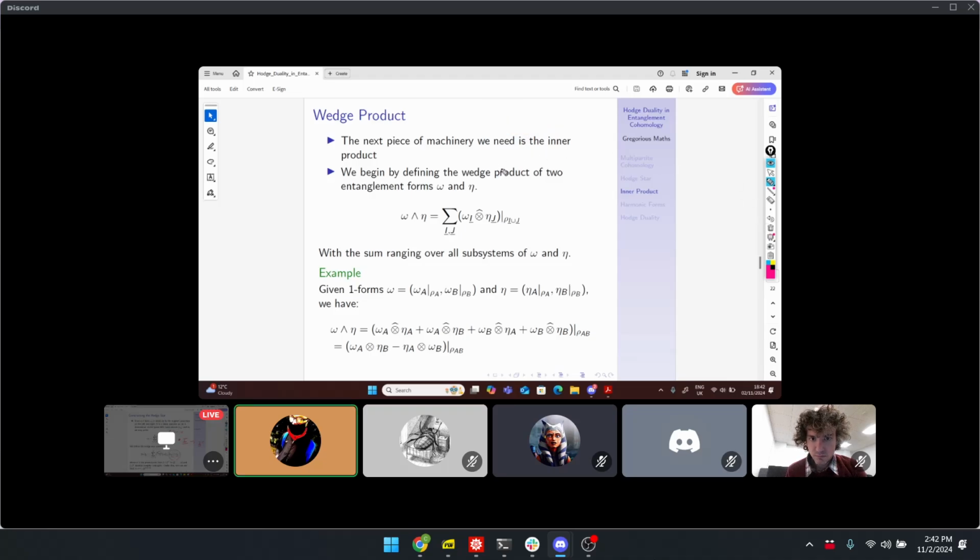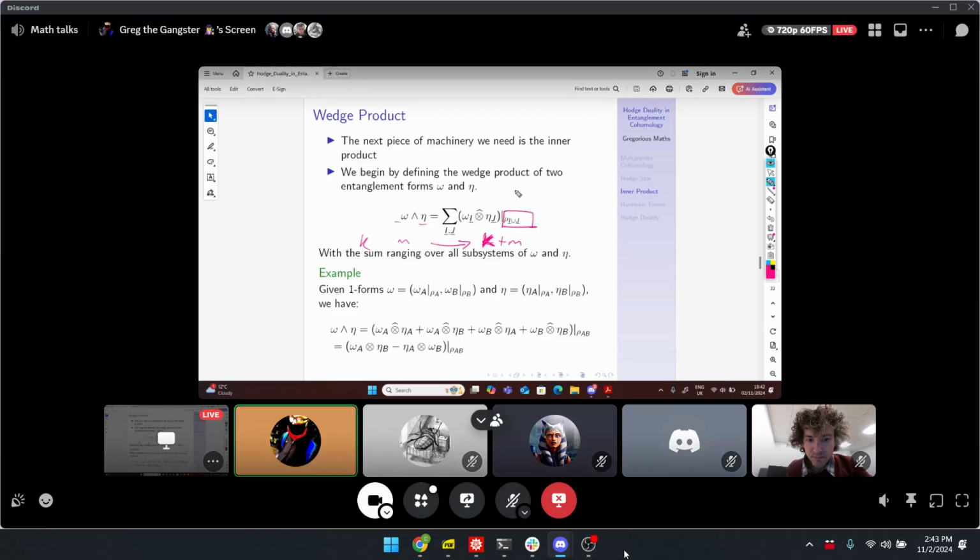So the wedge product of two entanglement forms is defined as follows. We take two forms, and say this omega is a K form and this eta is an M form. Well, then we can see from this sum that it's going to take us to a K plus M form, assuming that none of these indices are the same. Otherwise, it'll just give us 0.